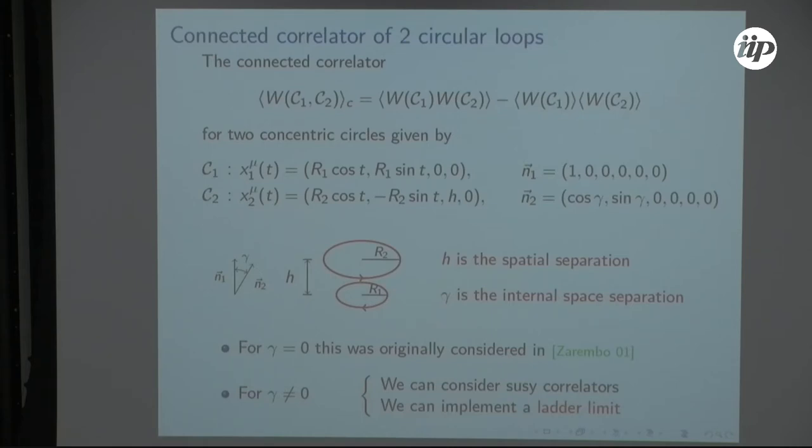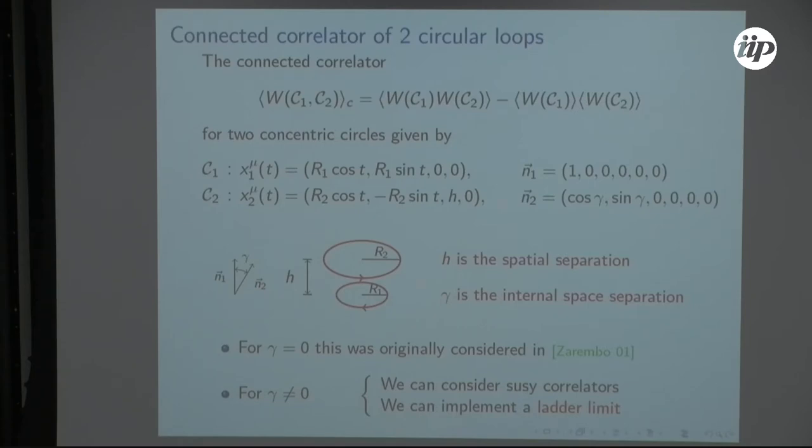But I will also consider some kind of internal space separation. So remember that the Wilson loops couple with a scalar through this unit vector. I will take the unit vector in the first loop to be just 1, 0, 0, 0, and then in the second one I'm just going to put some angle gamma, and gamma is some internal space separation. So for the case of gamma equal to 0, this problem was already conjectured many years ago by Sarembo. By introducing this gamma, we have room to play a little bit with this parameter. It's going to allow us to get supersymmetric correlators and also to implement the ladder limit.